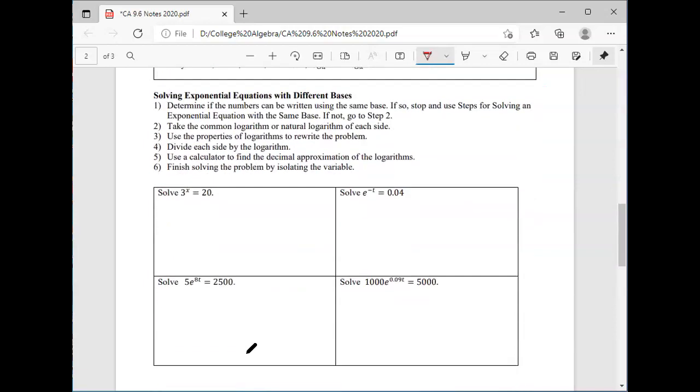Okay, so here I'm looking at this. This is one of those where my base right here is 3. There is nothing that I can think of that I can do to 20 that would make it be 3 to some power. So I have a little bit of a problem with that. So the next thing I want to do is take the log of each side. So we're going to take the log of 3 to the x, and we want to take the log of 20. I've just taken the log of both sides.